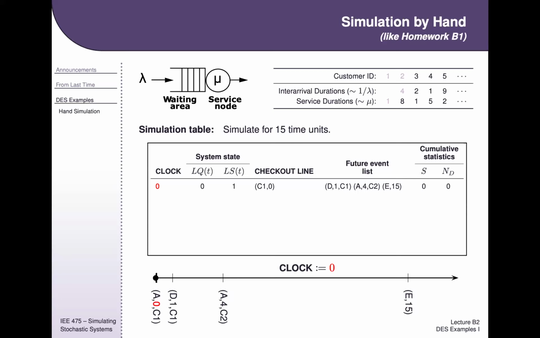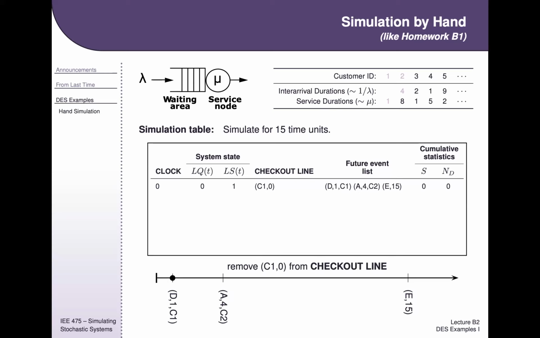Once you've done 1 row, just let the FEL guide you the rest of the way. The first event in the FEL is a departure event. So we pull that departure event off, and we go to time 1 to process that departure. Now we just have to think, what do we do when there's a departure? We increase the cumulative statistic for number of departures by 1. We increase the cumulative response time. The response time for this one is its departure time 1 minus its arrival time 0, so that goes up to 1 as well.